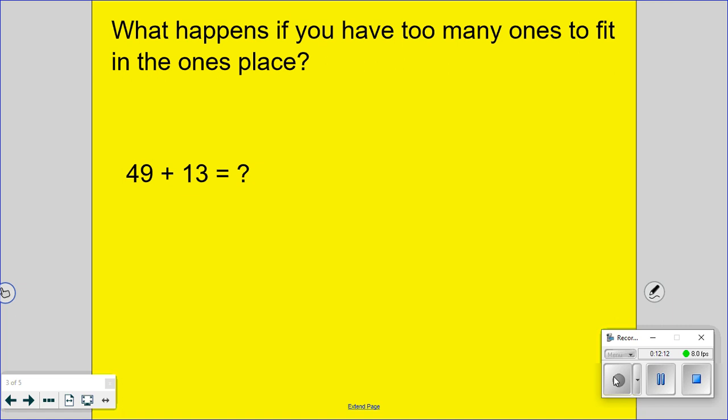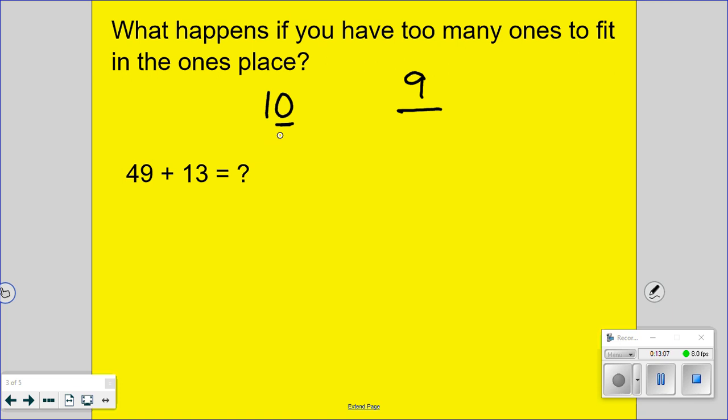What's the most ones that can fit in a ones place? Nine. Nine is the most. What number comes after nine? That's not a trick question. Emma? Ten. How many ones are in the ones place in ten? Let me write the number 10 up here. Here's our ones place. How many ones are in the ones place? Nine. Not in 10. One.